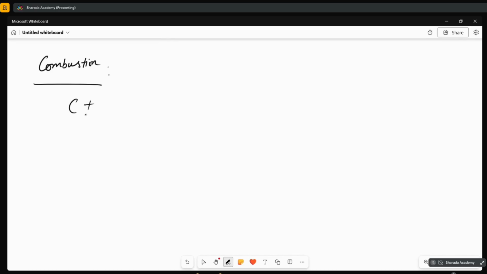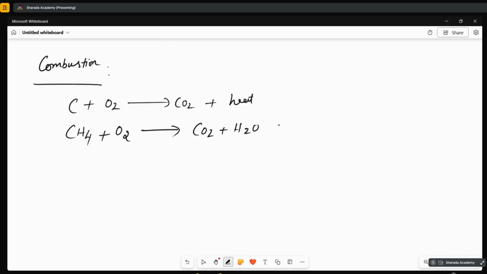That means combining with the oxygen. C plus O2, you will get CO2 plus heat and light. Then we have methane plus oxygen. What do we get? CO2 plus H2O plus heat and light.